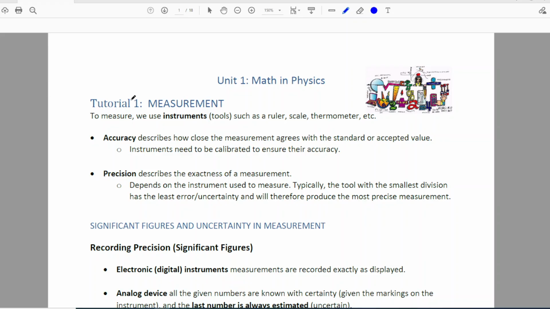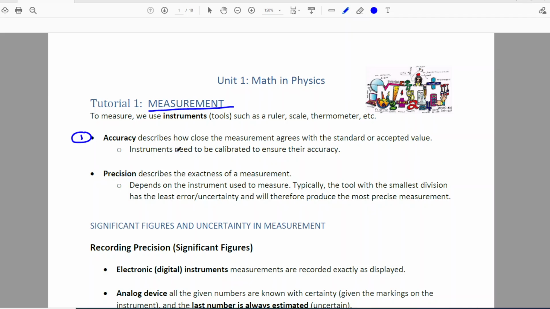So the first thing we're going to start with is something super important to physics, which is measurement. To measure, we're going to use instruments or tools such as rulers, scales, thermometers. And these instruments have two pieces of information that you have to be careful about. The first one being their accuracy.